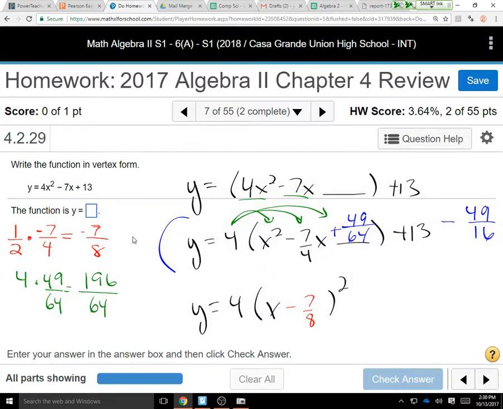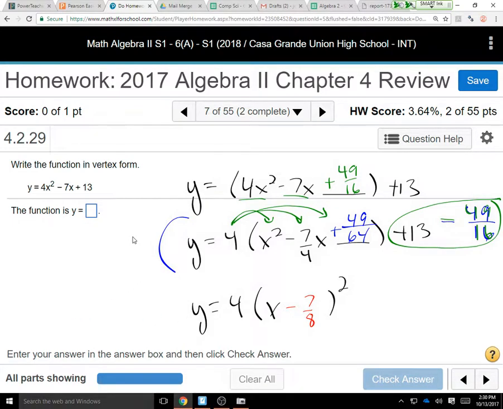Now, both of those numbers I can divide by 4. What's 196 divided by 4? 49. And what is 64 divided by 4? 16. So that was the new number that actually came in, 49/16. I take it away to balance it out. Now, I need to combine these. What's the denominator that I need? 16.